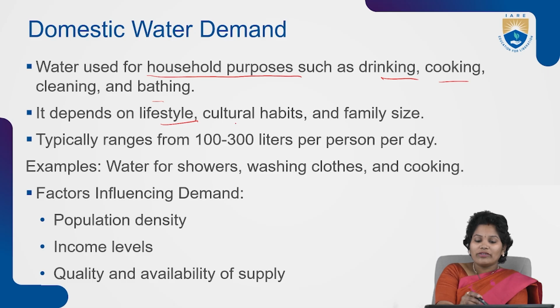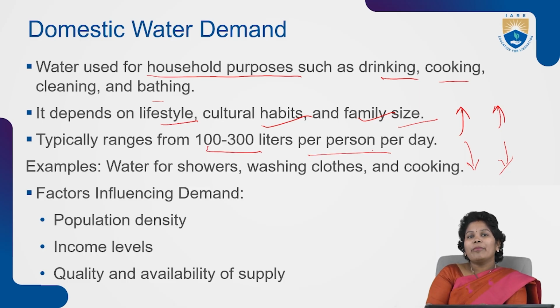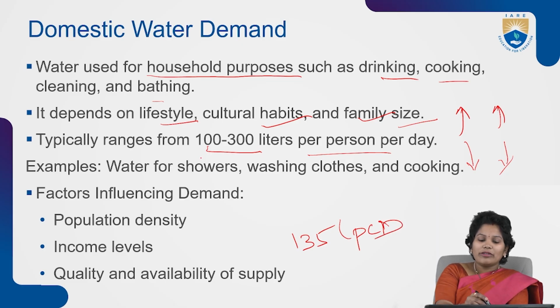It depends upon the lifestyle, cultural habits and family size. If family size is high, then the water consumption is also high. If family size is less, the water consumption is less. So the typical range is 100 to 300 liters per person per day, and the average is 135 LPCD, depending upon the lifestyle and cultural habits.